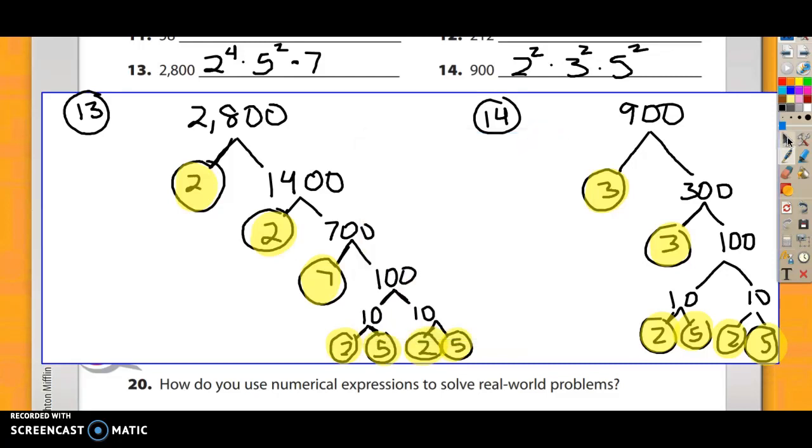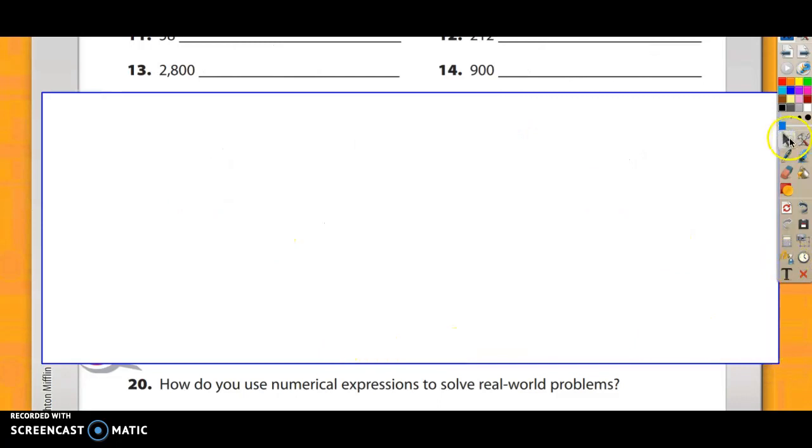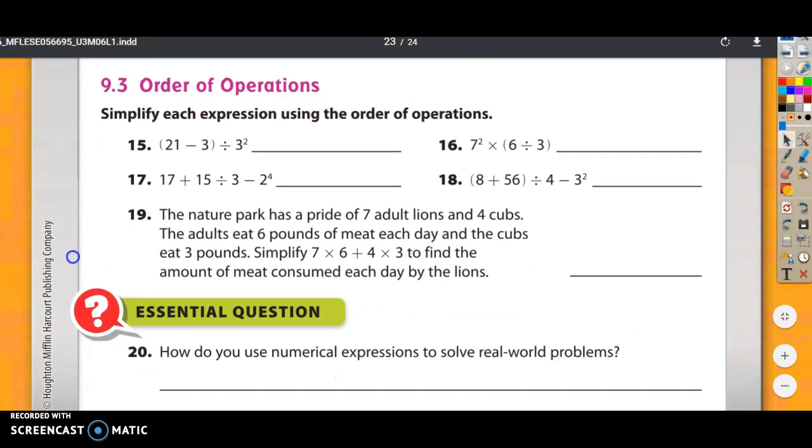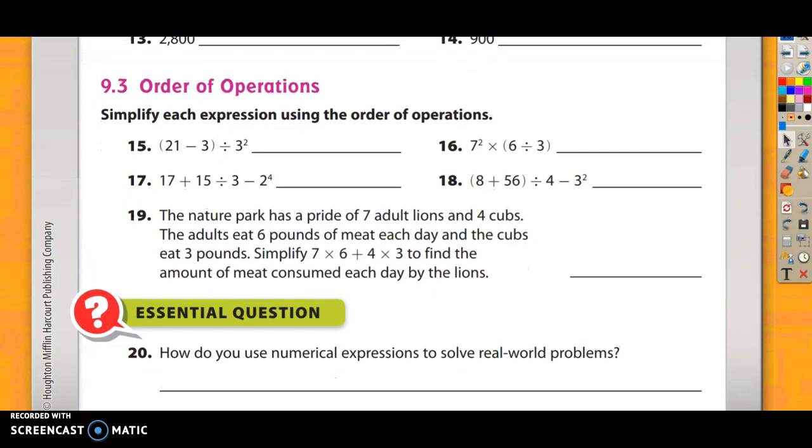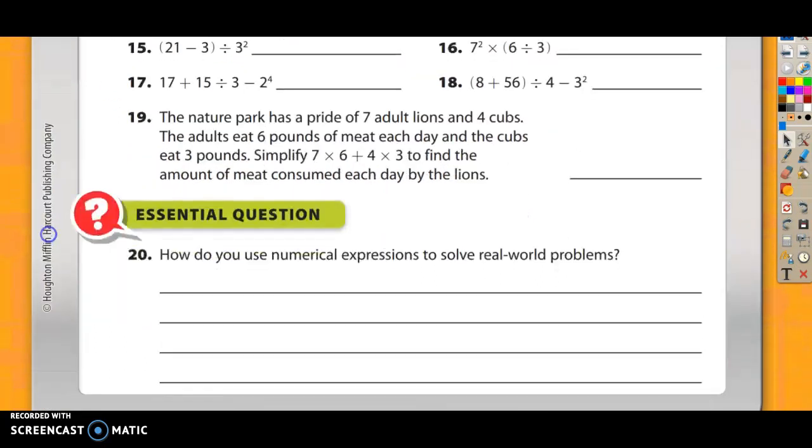Perfect. Okay, we're at the end of this video. The next video is going to be the order of operations at the bottom of the page. So go ahead and load the next video and finish page 255.